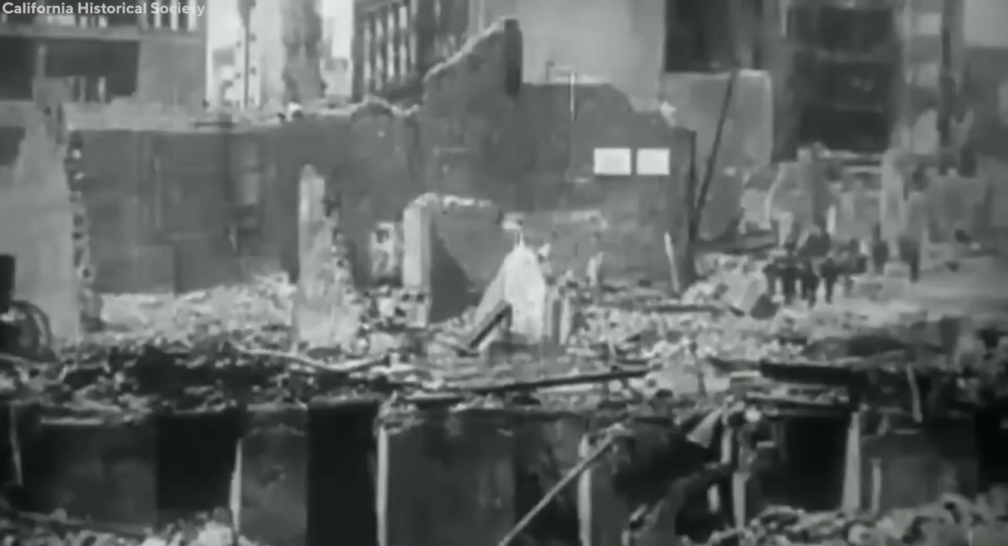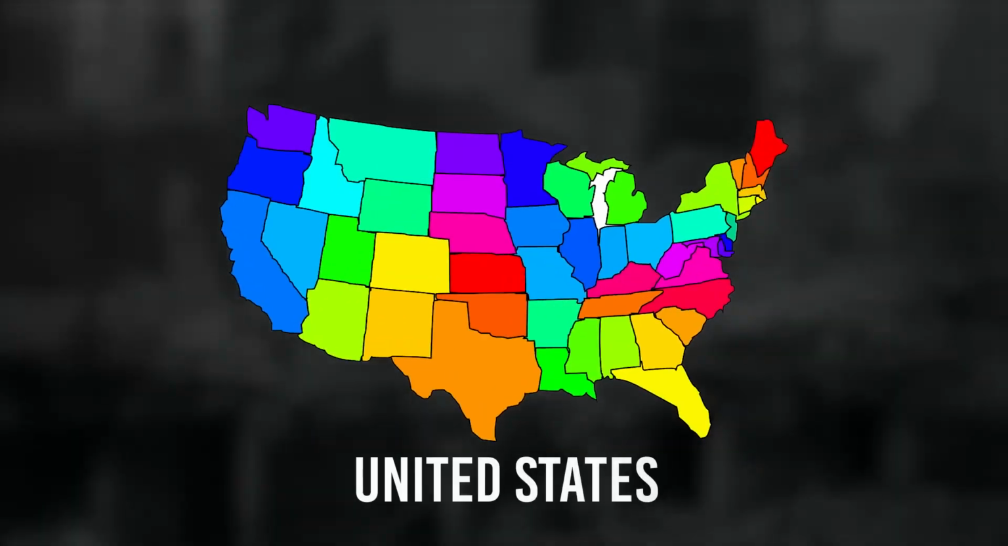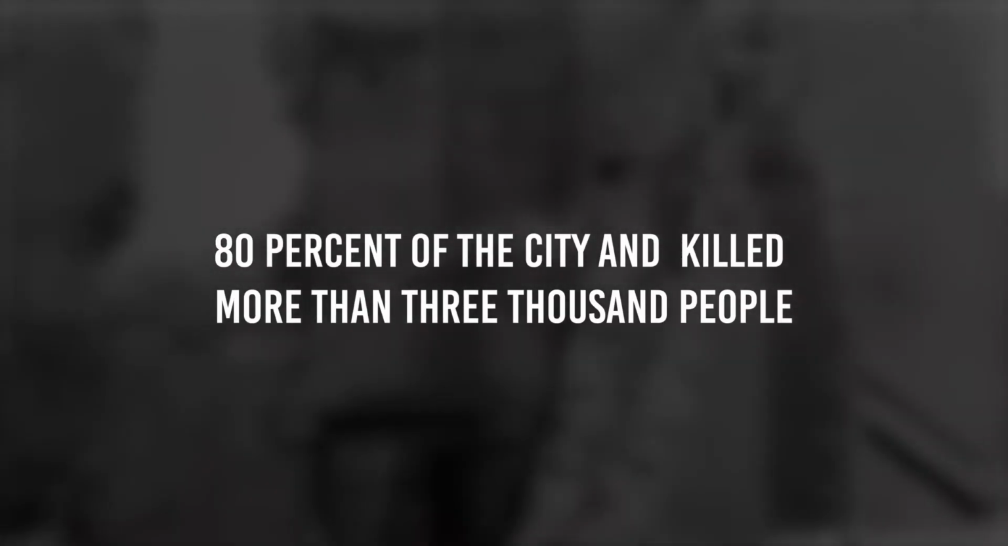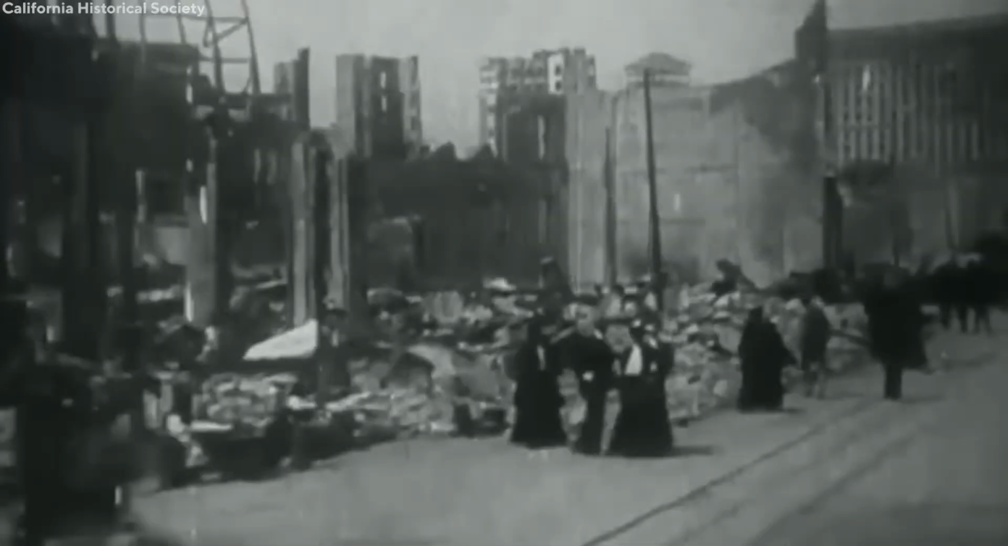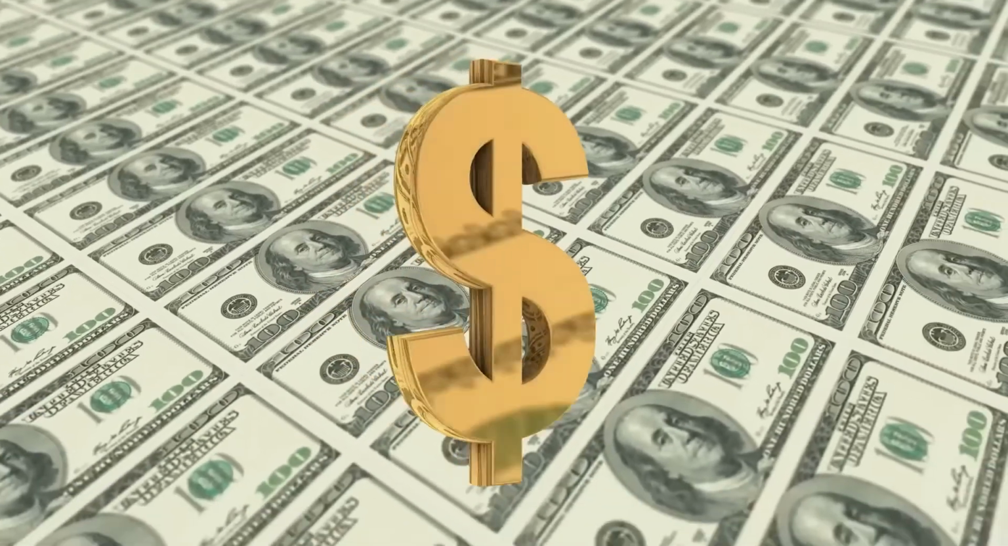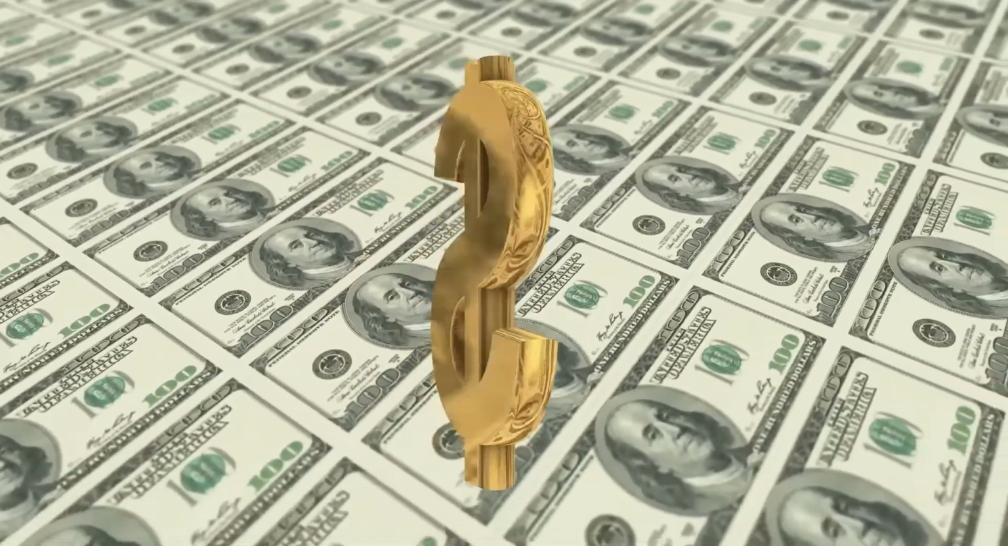It is remembered as one of the deadliest earthquakes in the history of the United States. It destroyed more than 80% of the city and killed more than 3,000 people. The death toll of this event is considered the greatest loss of life from a natural disaster in California. Property losses worth $400 million were suffered by the state in 1906, which amounts to more than $8.5 billion today.